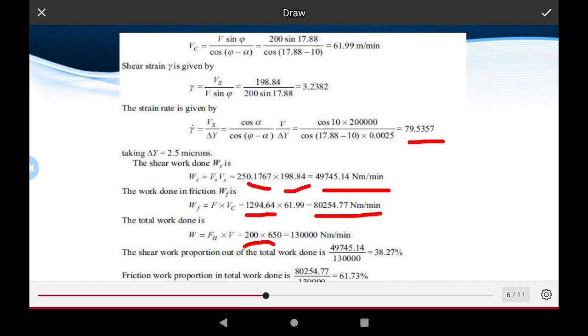1 lakh 30,000 value. The shear work proportion in the total work done is 11.19 percent. The friction work proportion in the total work is also to be found out: the friction work upon the total work, which is 13,000. Friction work upon total work is the percentage value, the proportion of friction work.